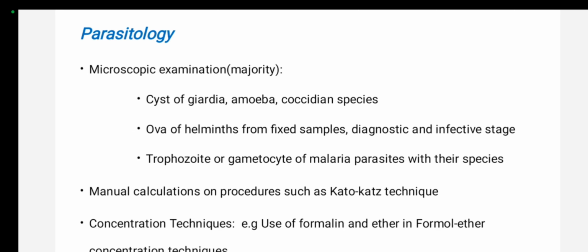Not only CATOCAS. This is just for stimulating you, for leading you the directions. Other calculations may be asked, but CATOCAS is very common. That's why I stated here.